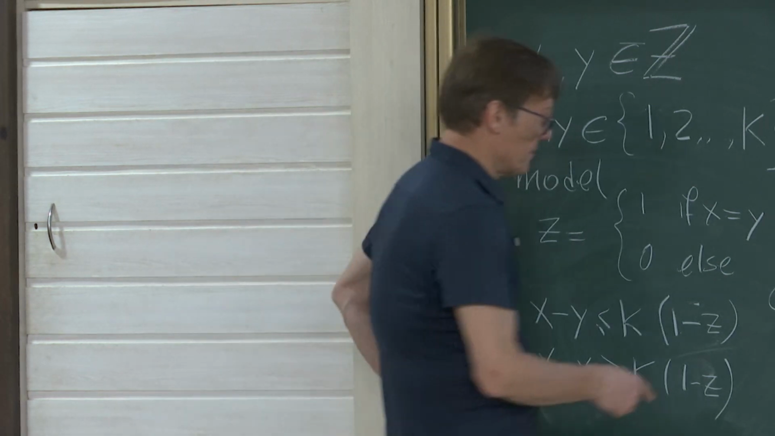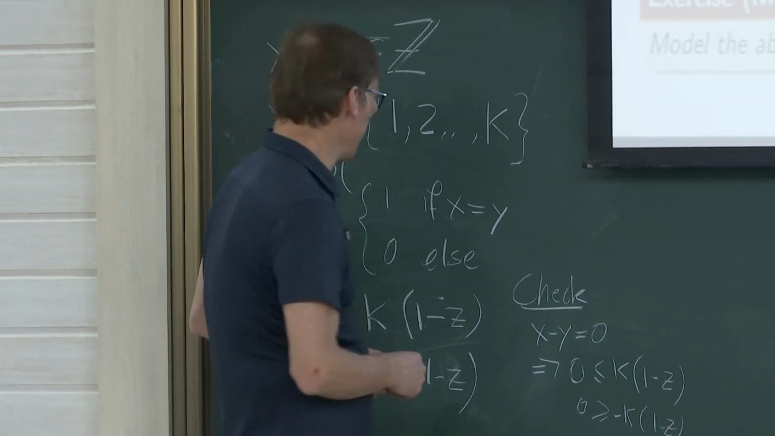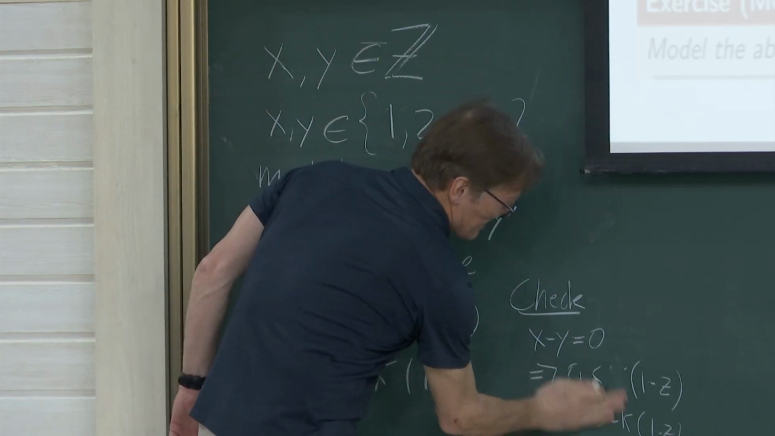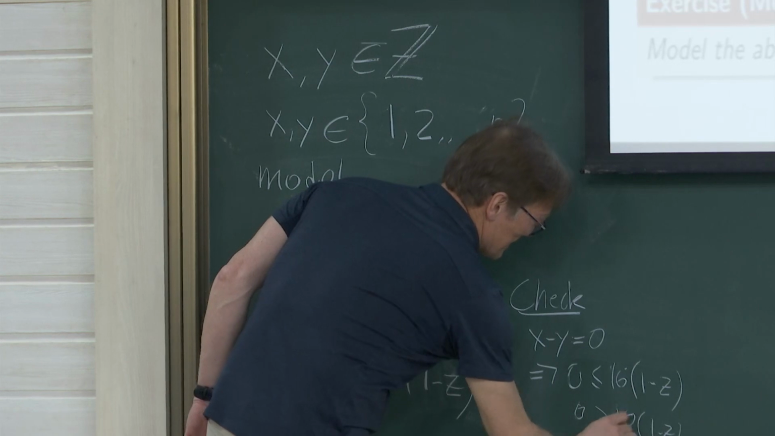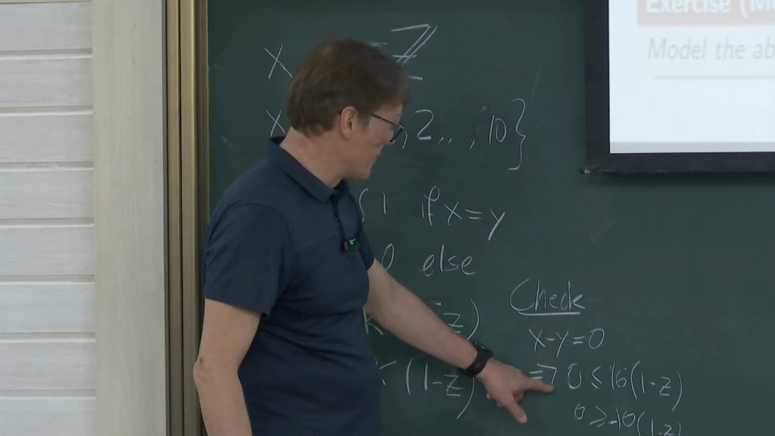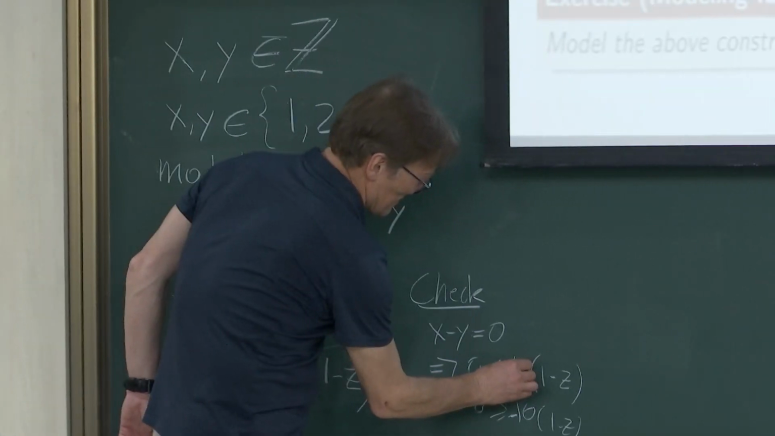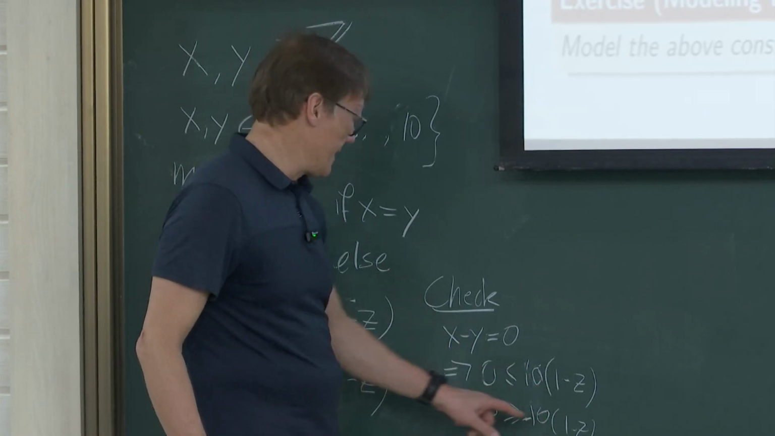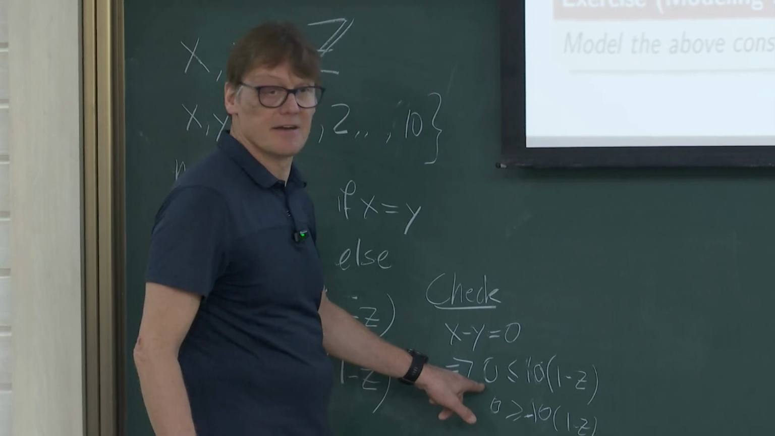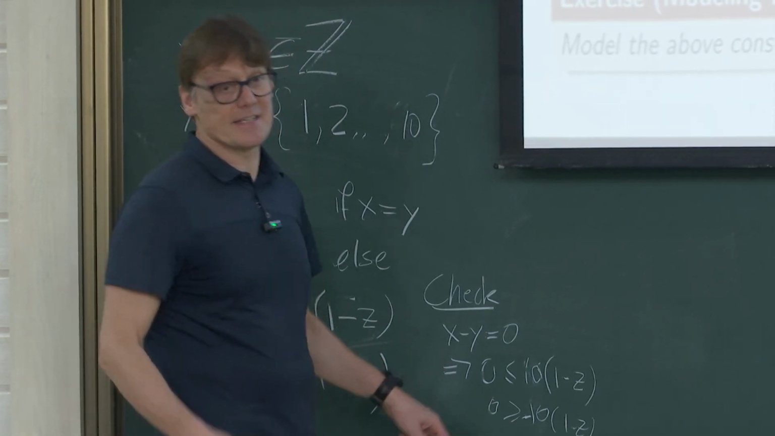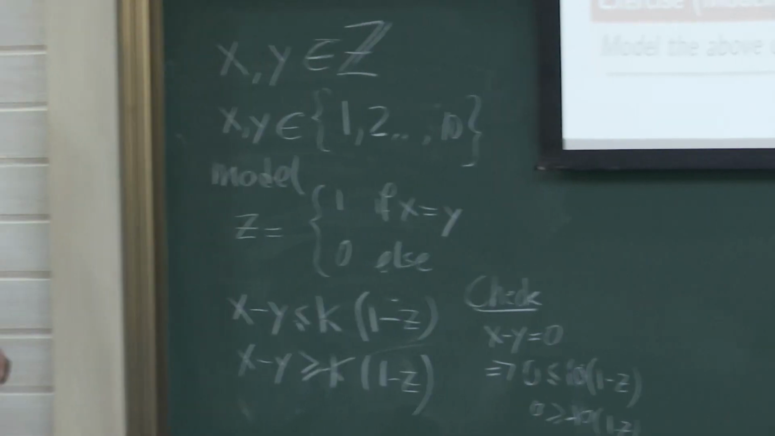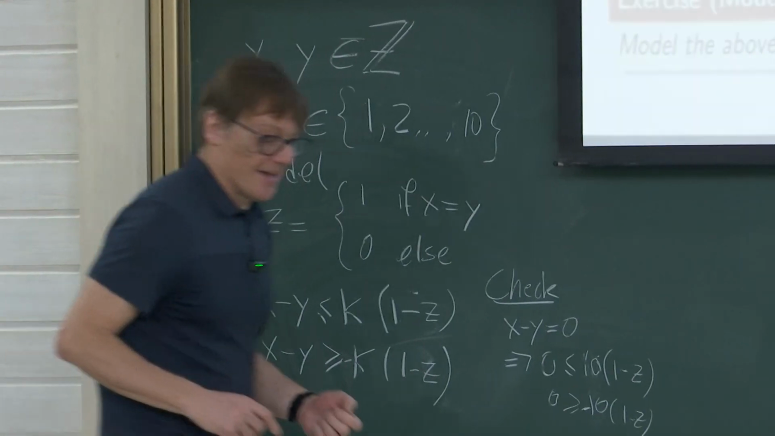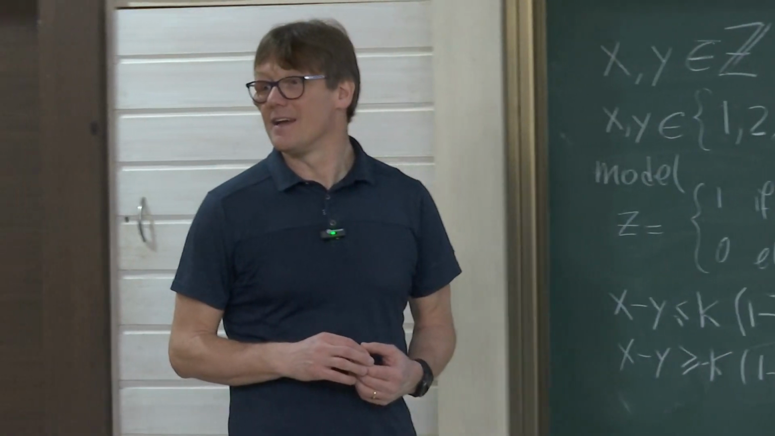So let's say k is equal to 10. Then this would be 10 and minus 10. And so all I'm saying is that 0 is between minus 10 and 10, so z could be 0. So z equals 0 is feasible here, and z equals 1 is also feasible. It takes care of one case.